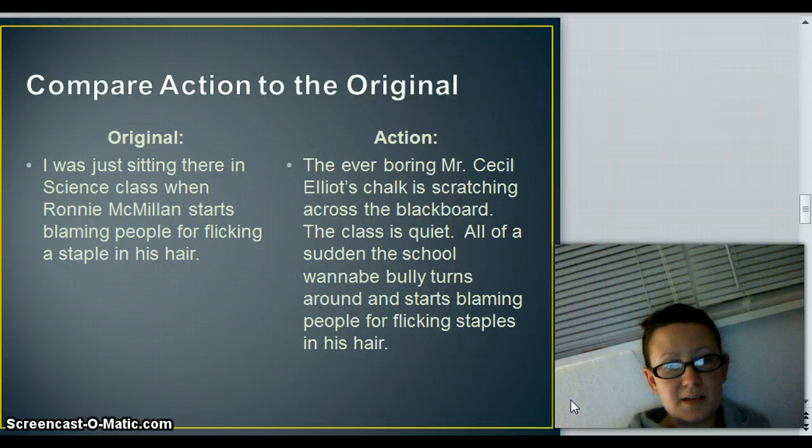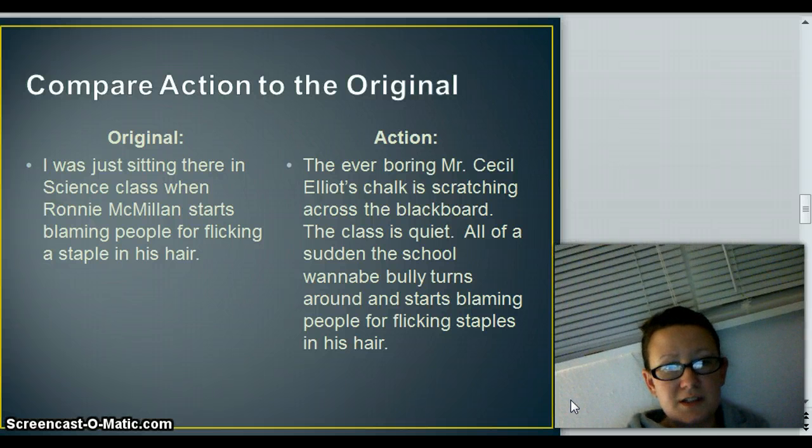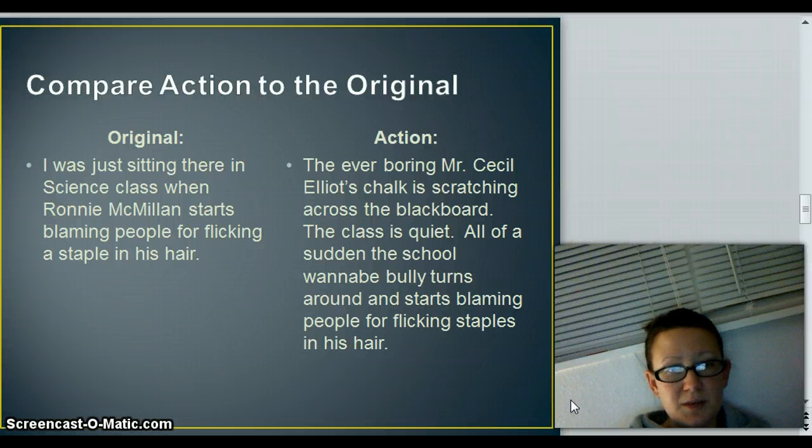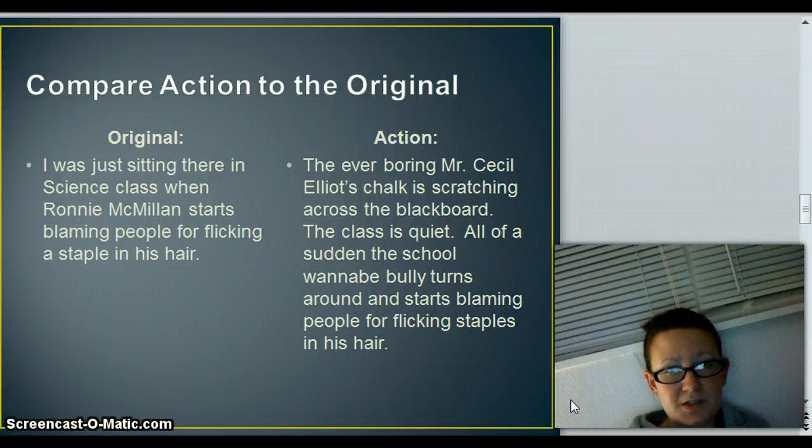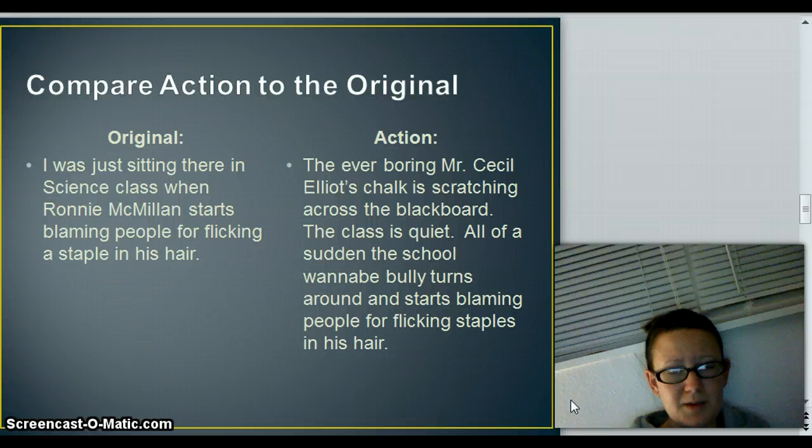Okay, here's the second example. "I was just sitting there in science class when Ronnie McMillan starts blaming people for flicking a staple in his ear." Now let's look at it from an action standpoint. "The ever-boring Mr. Cecil Elliott's chalk is scratching across the blackboard. The class is quiet. All of a sudden, the school wannabe bully turns around and starts blaming people for flicking staples in his hair." Both of these revisions make me want to read the story more than the original. So again, you are going to rewrite using action.